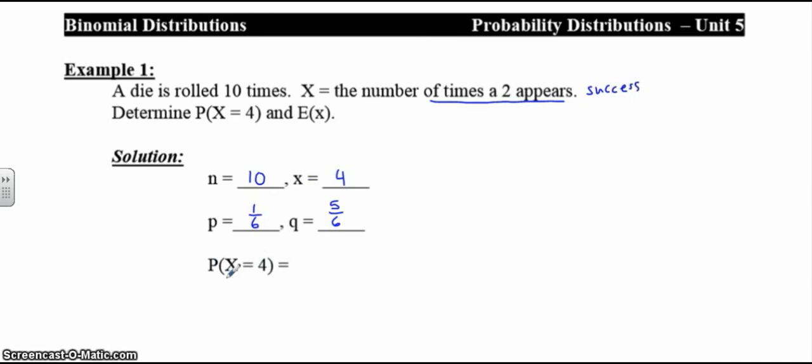So the formula is nCx times p to the x times q to the n minus x. So this is the number of branches, and that's the probability of getting a 2. We want 4 of them. That's the probability of not getting a 2. We want 6 of them. So that is equal to 0.054.